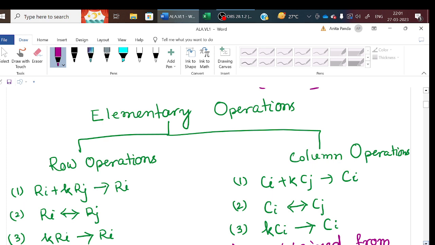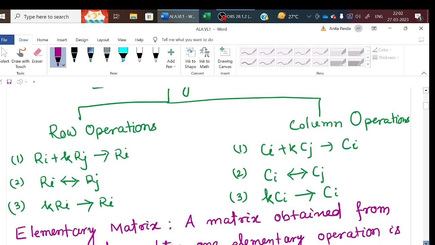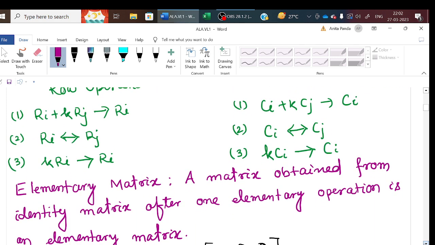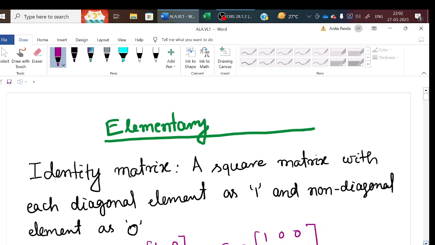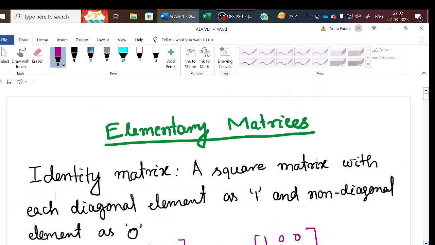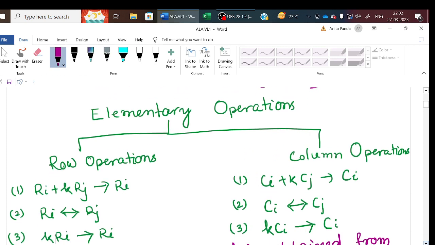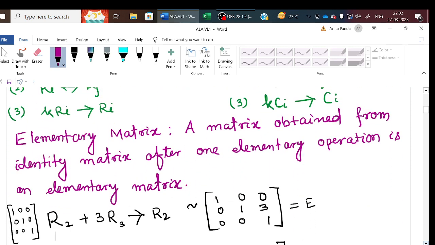It is the first operation. The second operation is interchange of the ith row with the jth row. And the third is the ith row is replaced by k times the jth row. These are the three operations. Similarly, the corresponding column operations are also there. An elementary matrix is a matrix which is obtained from the identity matrix after one elementary operation is operated on it.